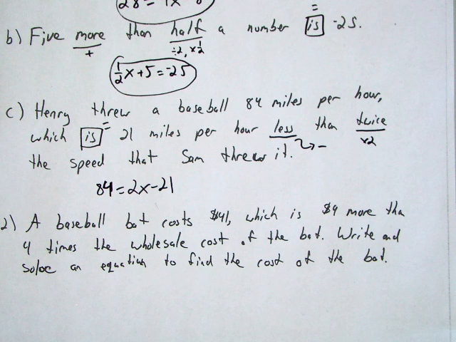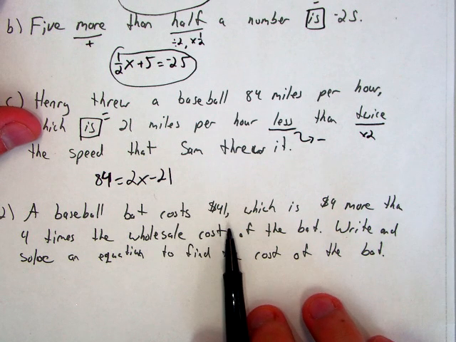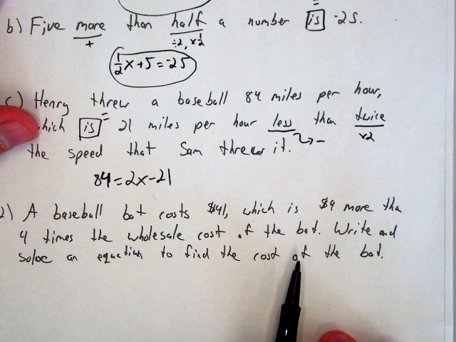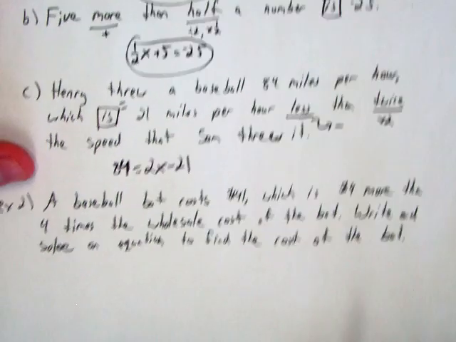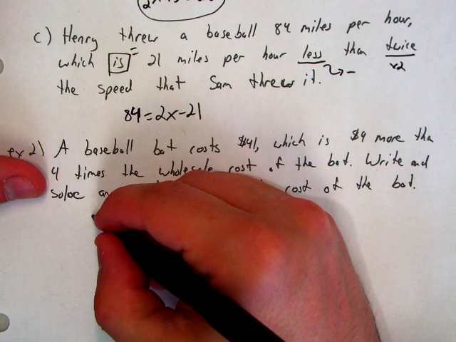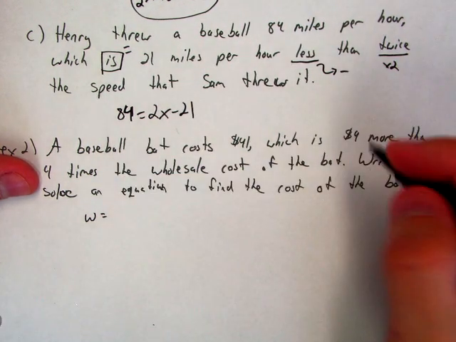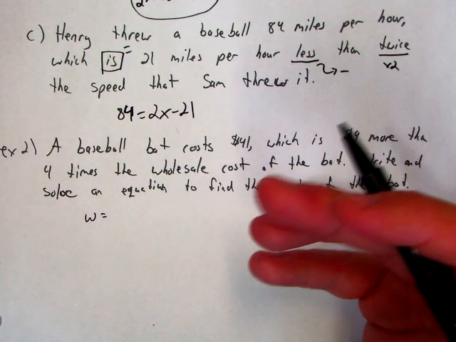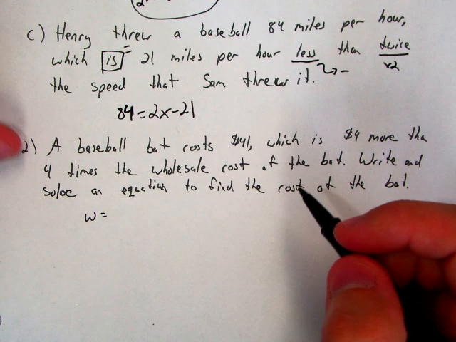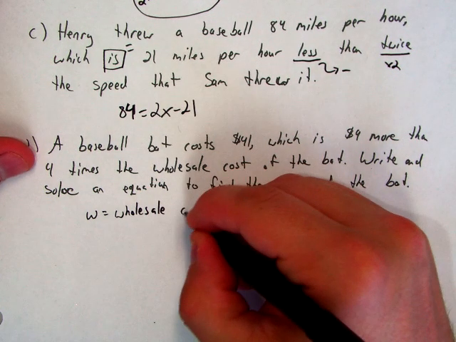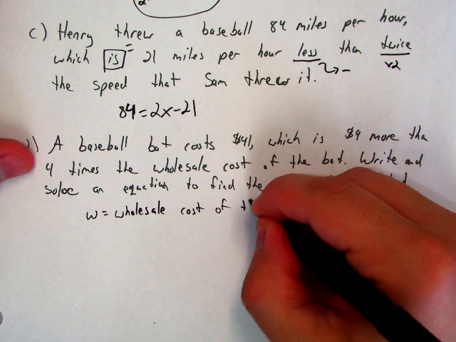So example 2, what we're going to do is we're going to go ahead and write an equation, and then we're going to solve it. Example 2, it says a baseball bat costs $41, which is 9 more than 4 times the wholesale cost of the bat. So write and solve an equation to find the cost of the bat. So what I'm going to do is define a variable. So W, because it says wholesale cost. You could also use C, you can use N or X. I'm going to use W. And this is the wholesale cost of the bat.